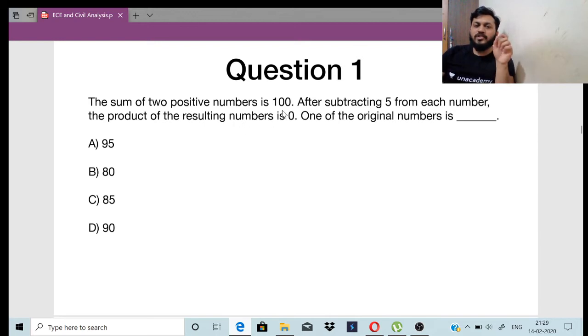The sum of two positive numbers is 100. After subtracting 5 from each number, the product of the resulting numbers is 0. One of the original numbers is dash. What is that one original number? So tell me that one original number.